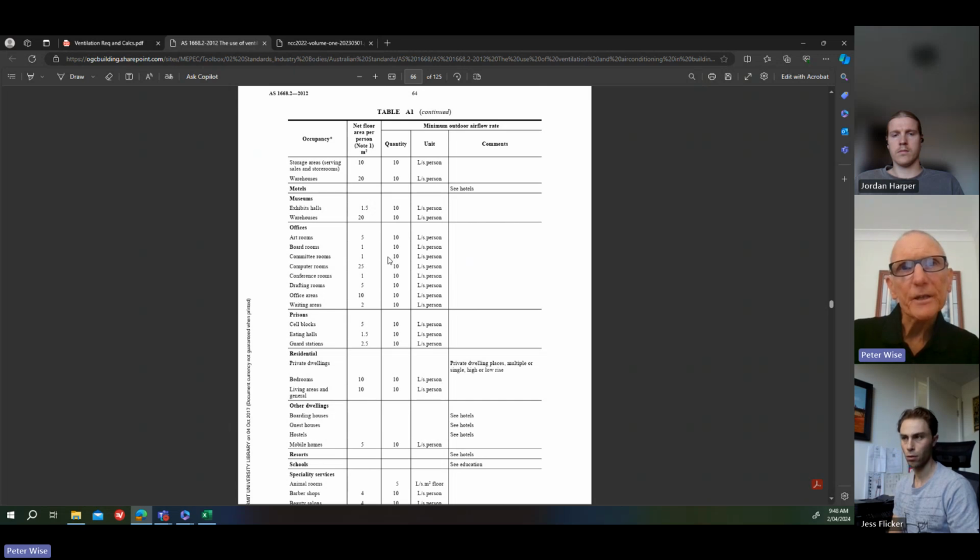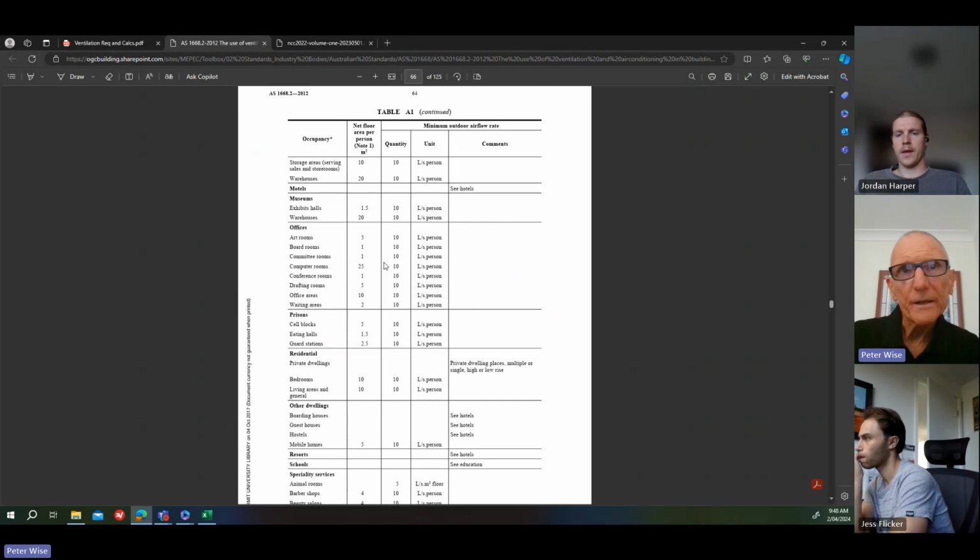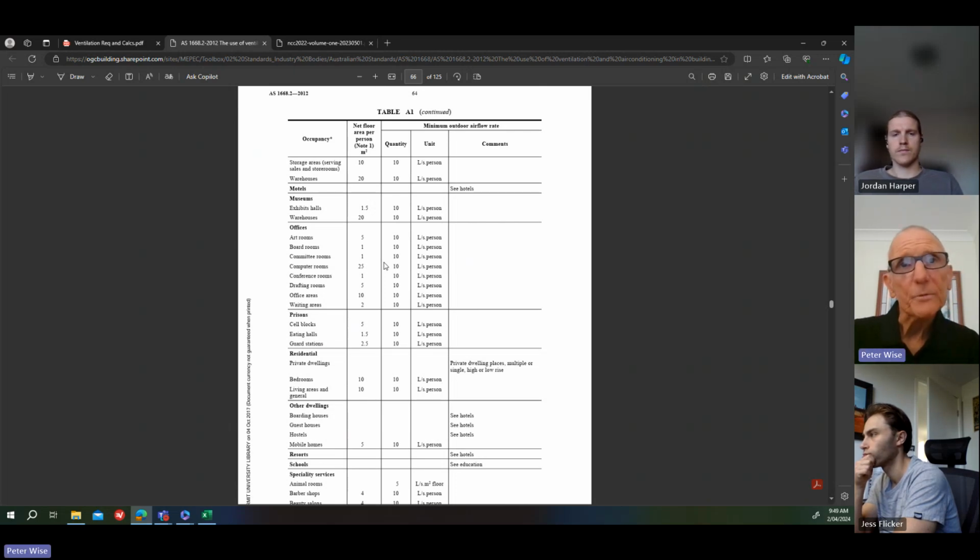There's a number of equations in AS 1668 Part 2 that allow you to reduce the outside air depending on the filtration, depending on the dilution with return air, and other things. So that's another big topic. We won't go into that now because we will run out of time.